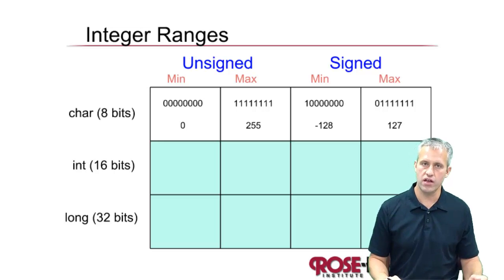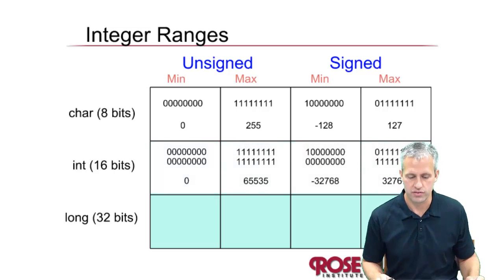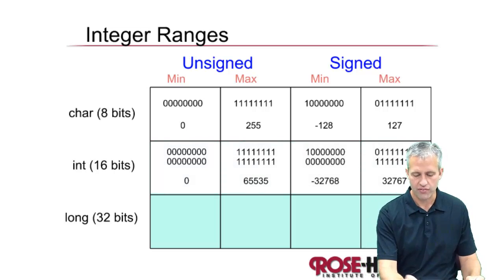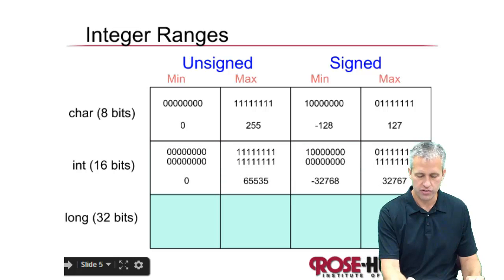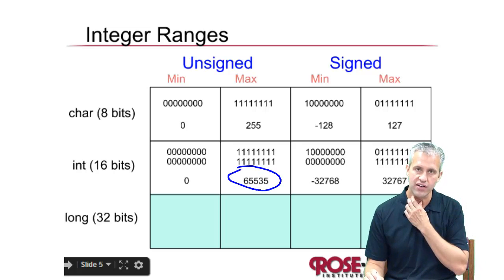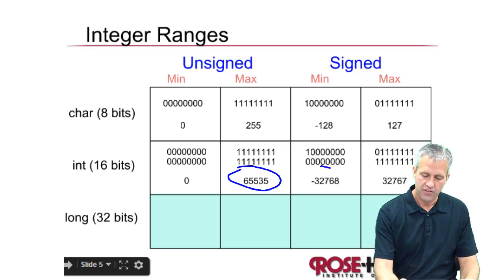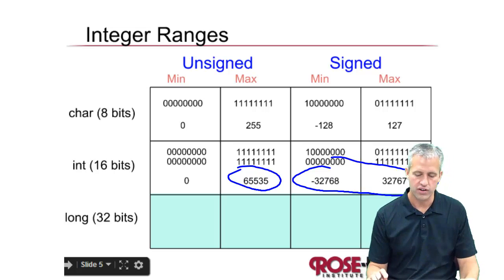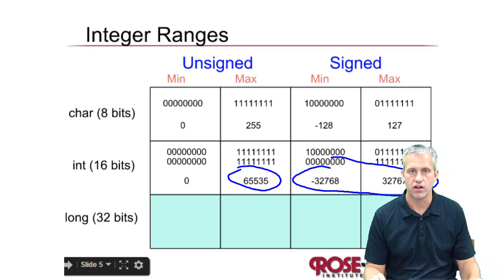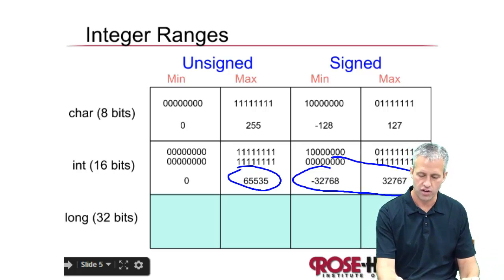16 bits, concept is identical. It's just that you have a lot more bits to worry about. So you have 16 zeros, 16 ones. Unsigned ints can go up to 65,535. You'll see that number a lot. If it's signed, it has this range where it can go up to 32,767, I guess, on the positive side.